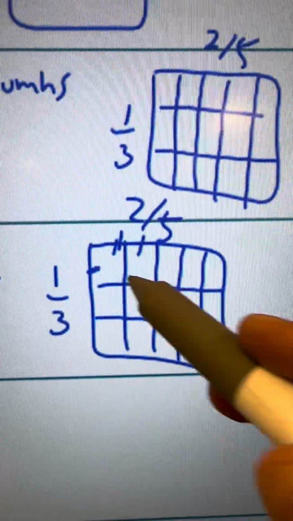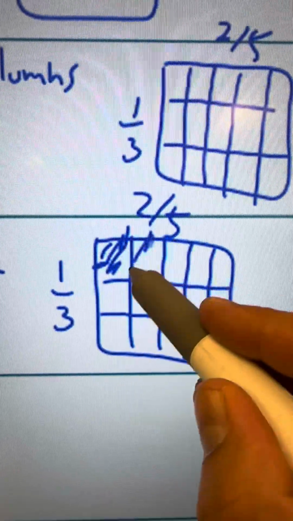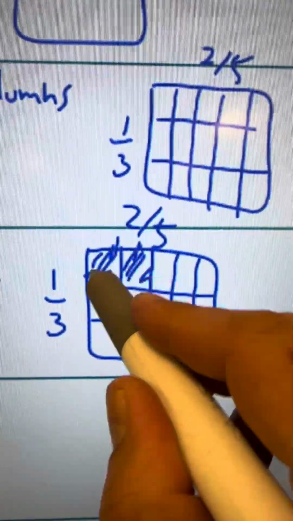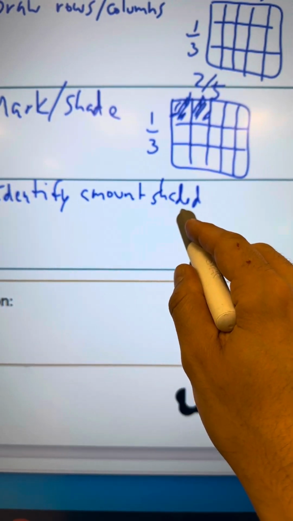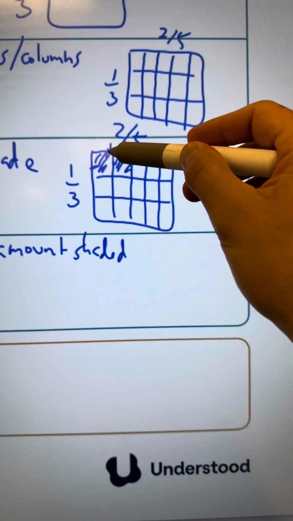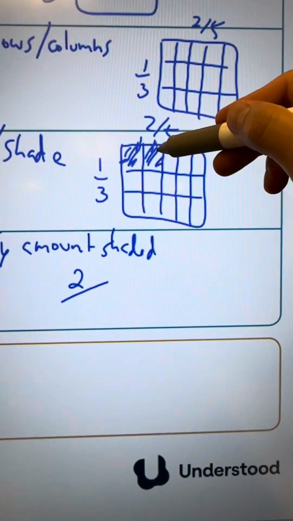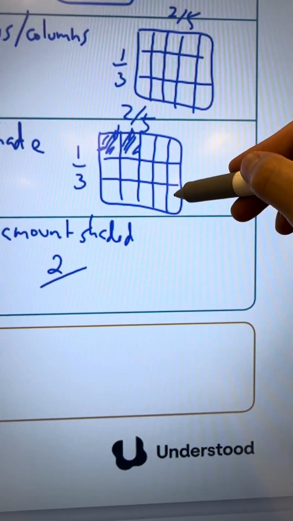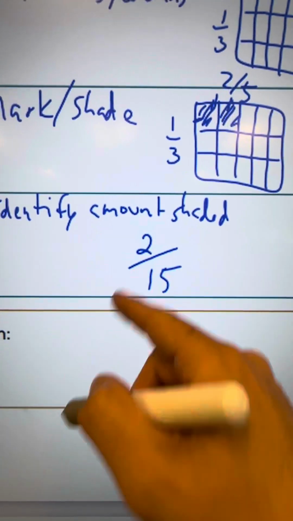And then the last part, after I mark it, is just to actually shade it. So basically, it's a 1 by 2 grid I'm shading in. I'm shading 1 by 2. And then step 5 is you're going to identify how much you shaded. So in this picture, I shaded 2 boxes. So 2 boxes out of a total of, if you count all these boxes, 5, 10, 15 boxes total. And that will represent my solution.